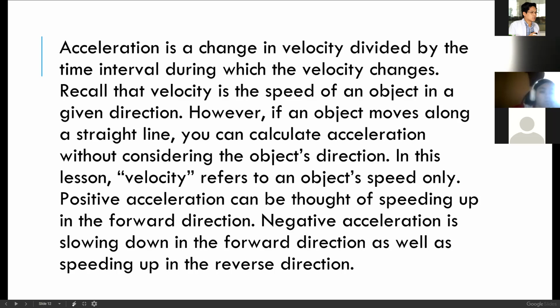Okay, let me clarify this one. When we're talking about positive acceleration, it is talking about moving forward, accelerating, speeding up in a forward direction. Okay? When we say negative acceleration, it is slowing down in a forward direction, as well as speeding up in reverse, atras, in reverse direction. Okay?